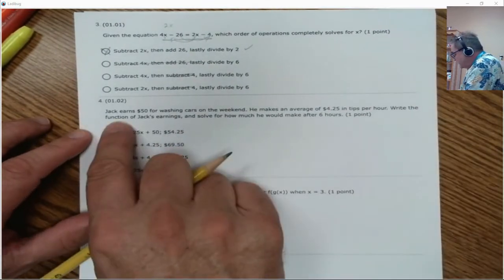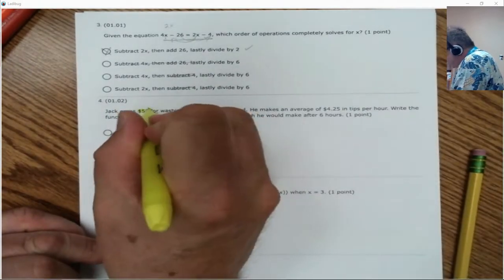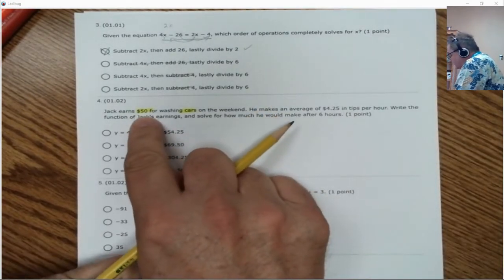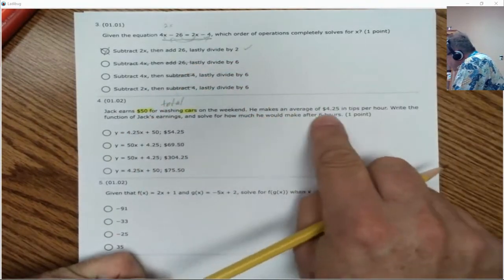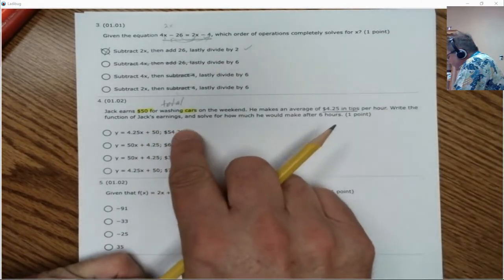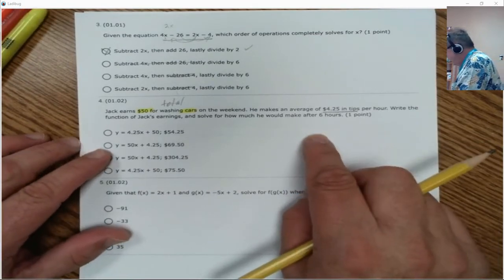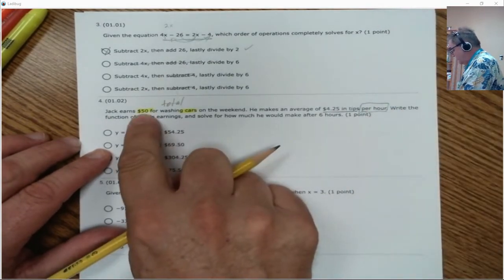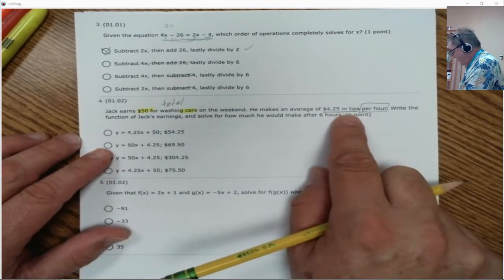Jack earns $50 for washing cars on the weekends. Okay, is it $50 per car, or does he make $50 total? He earns $50 for washing cars, so that's total. He makes an average of $4.25 in tips per hour. Write the function of his earnings and solve for how much he would make after 6 hours. So he makes $50 total, plus he makes another $4.25 per hour.